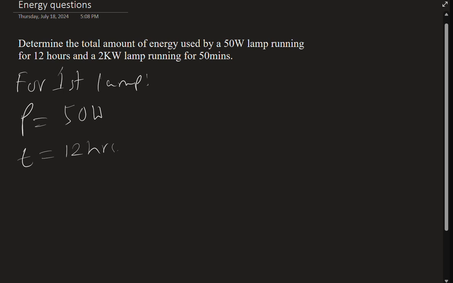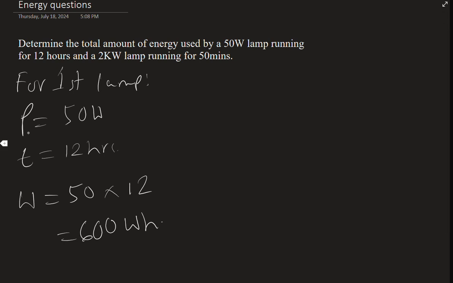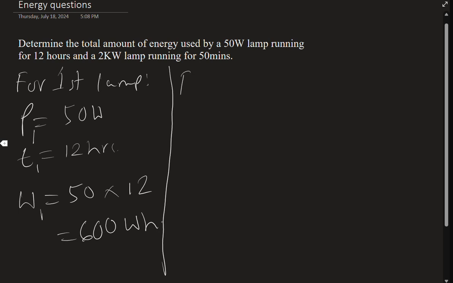All right, so what's the consumed energy or work done? W is equal to PT. So we have 50 watts times 12 hours, which is 600 watt hours. All right, let's keep it at watt hours. So here we have P1, T1, and W1. Now let's go to the second lamp.